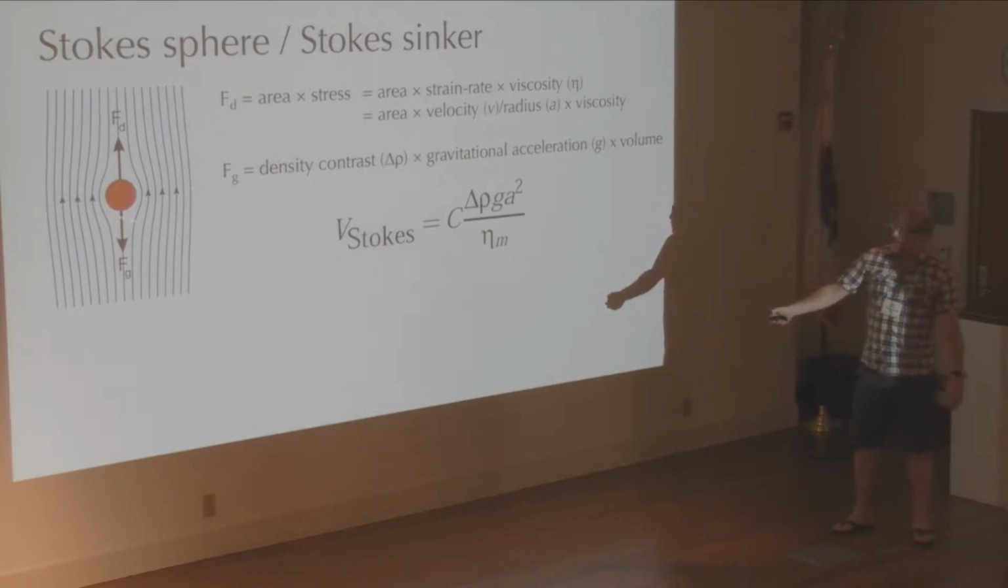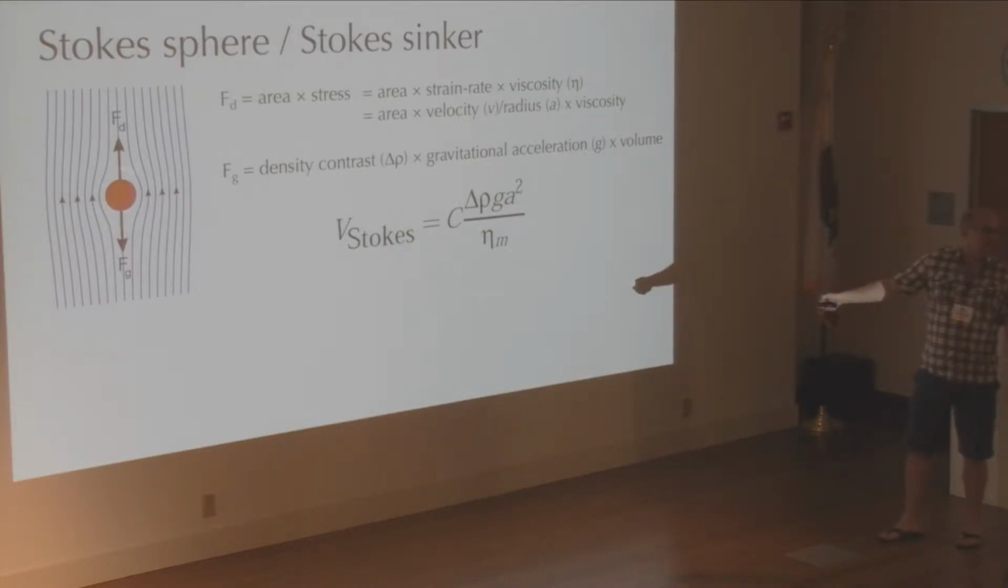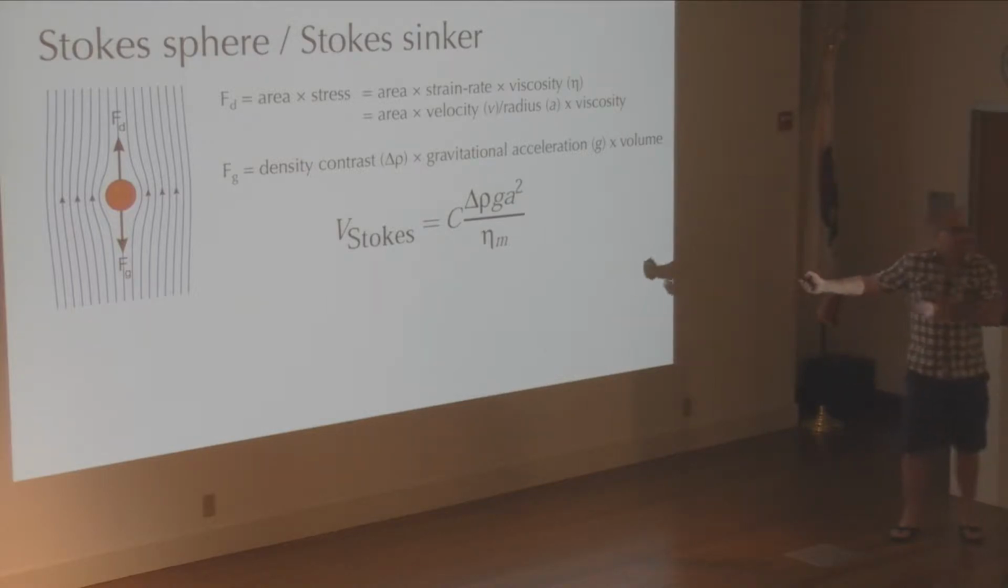And so what you can do is you can consider a sphere, and you can figure out that the drag force due to this viscous deformation should be balanced by the gravitational force. Drag force is area times stress, and then you plug in the constitutive law, strain rate times viscosity. The strain rate, you can guess that it should be given by a velocity over the radius of the sphere, because there's no other length scale. And then you can work out that the density contrast times the gravitational acceleration times the volume gives you this force, and you can find this equation for the Stokes velocity. If you never worked this out, please do it. It's trivial once you realize those relationships.